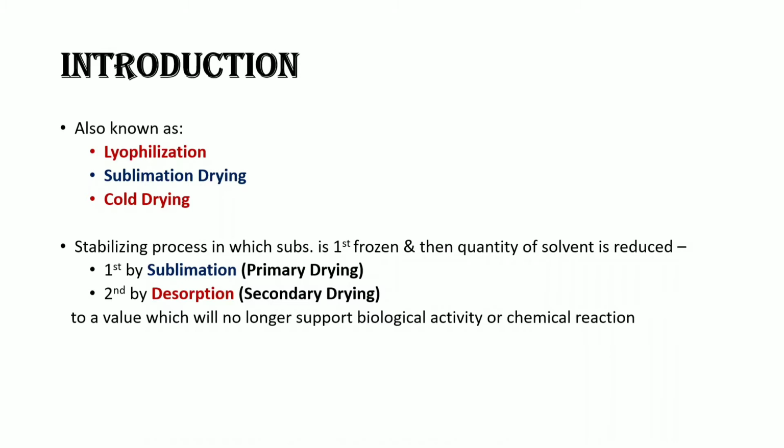So how is it going to get reduced? First, by the sublimation process, which is called primary drying. And then it will be reduced by the desorption process, which is also called secondary drying. It will be reduced to a value which will no longer support biological activity or chemical reaction. Freeze drying is a solvent-loving system. So using the freeze drying process, we can always recollect the solvent which we have used.